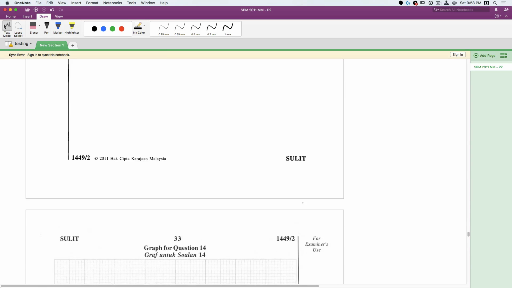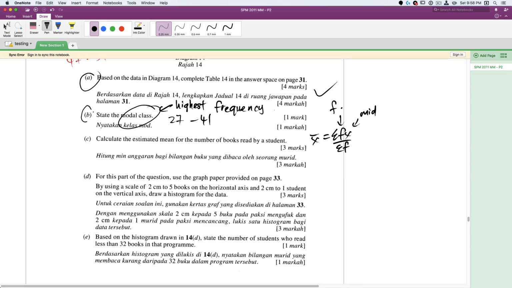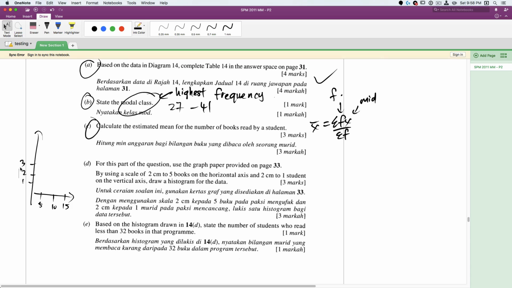Okay, good. After this, we already done A, B, and C. Now we go to D. For this part of the question, use the graph provided on page 33, by using the scale 2 cm to 5 units on the horizontal axis. That means the x-axis is 5, 10, 15. And 2 cm to 1 unit on the vertical, so that means the vertical will be 1, 2, 3, 4. Alright, so it's simple. And then they ask you to draw what?